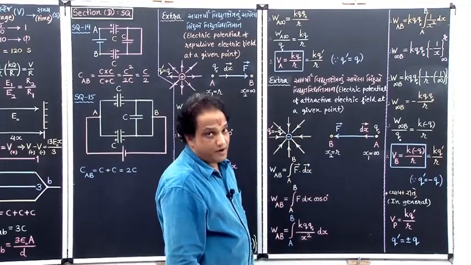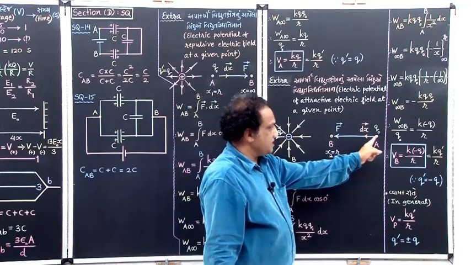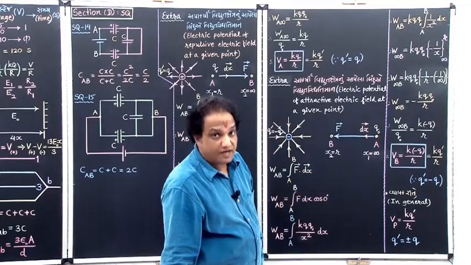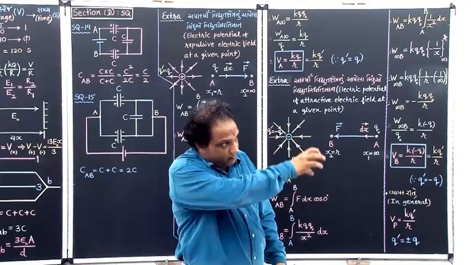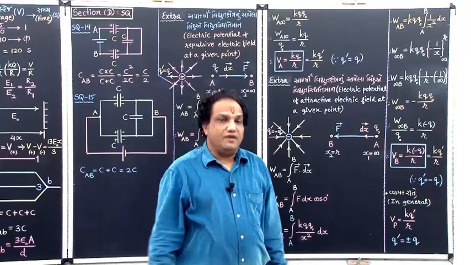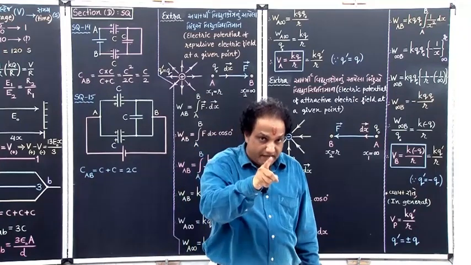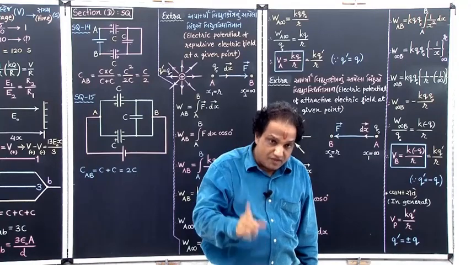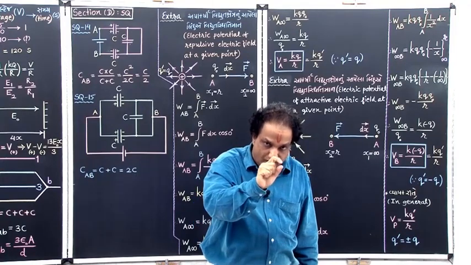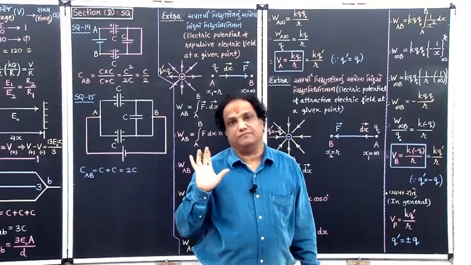But now tell me, if you release this charge, then it will move under the influence of this electric force. Then again it will be accelerated. If it is getting accelerated, its kinetic energy will increase. But we don't want that, correct? We want that the charge should move under equilibrium with constant velocity, correct?